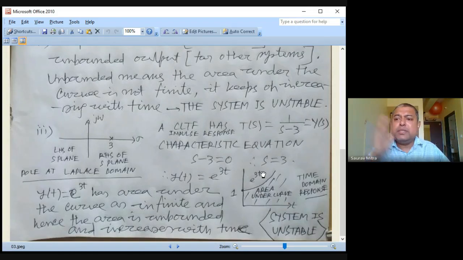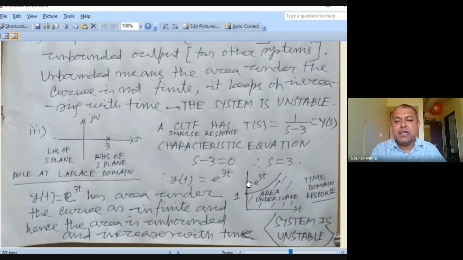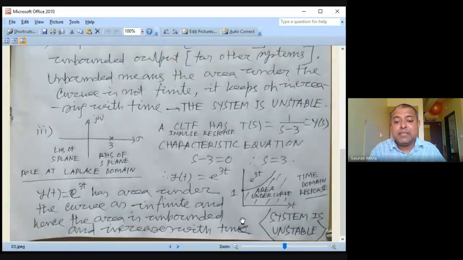So the pole being on the right side means what? Y(s) = 1/(s-3). To find the time domain response, just take its inverse Laplace transform. So y(t) = e^(3t), and this is a curve. Substitute t = 0, it will start from 1. This is another thing you should be careful about: the amplitude starts from 1, because at t = 0, e^0 = 1. Many of you draw it from 0. An exponential curve does not start from 0. At t = 0, e^0 = 1, and it goes on increasing.